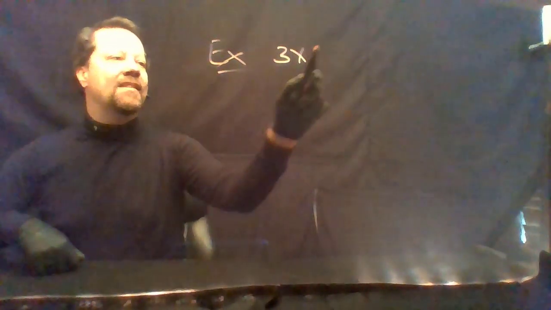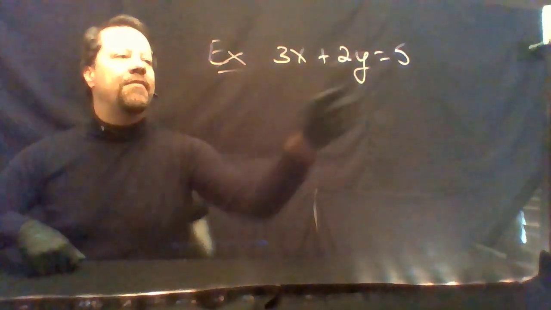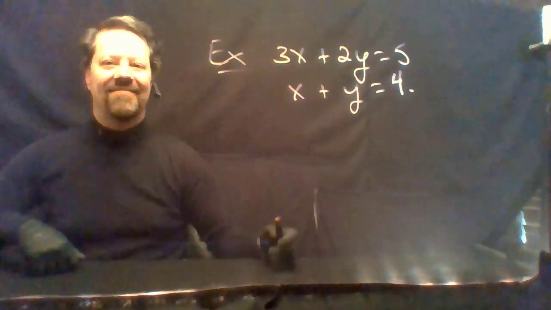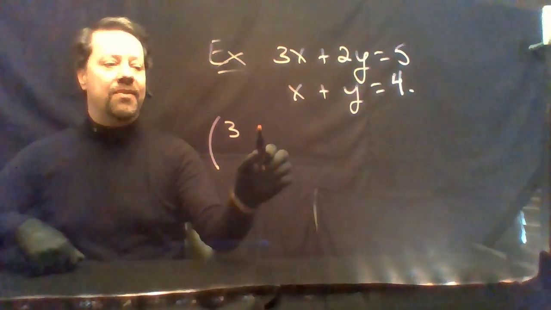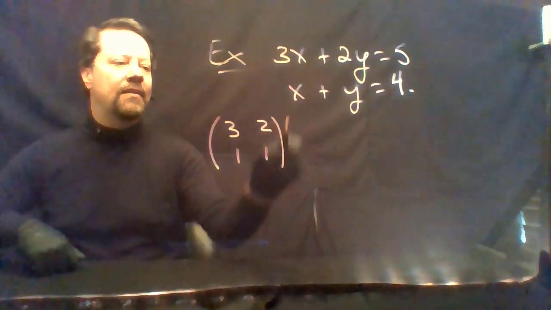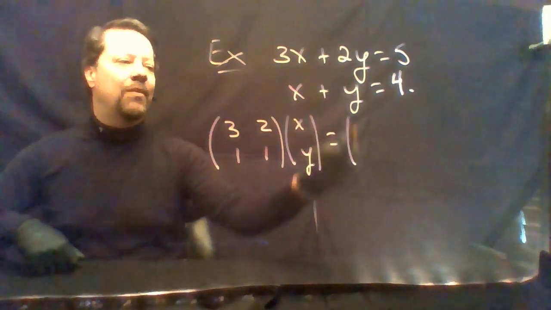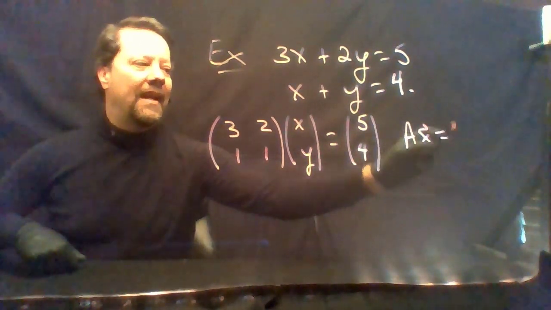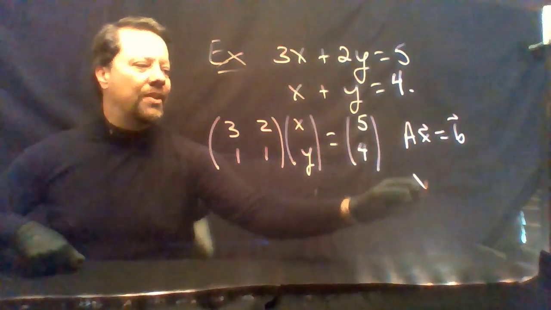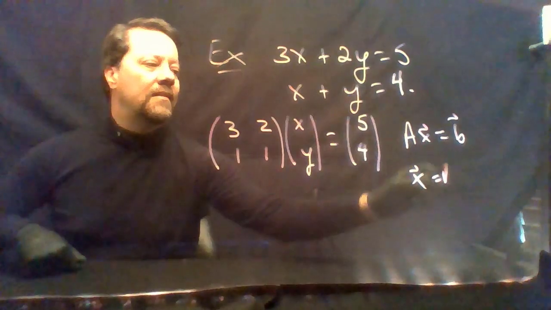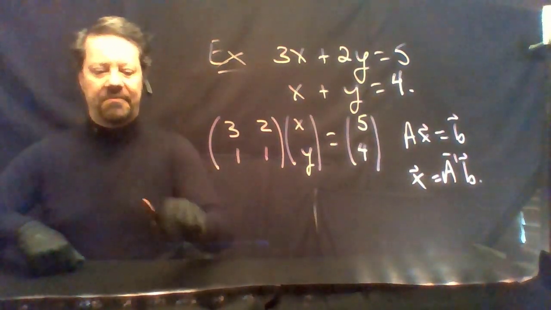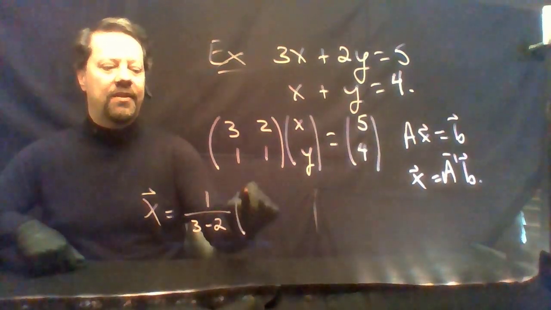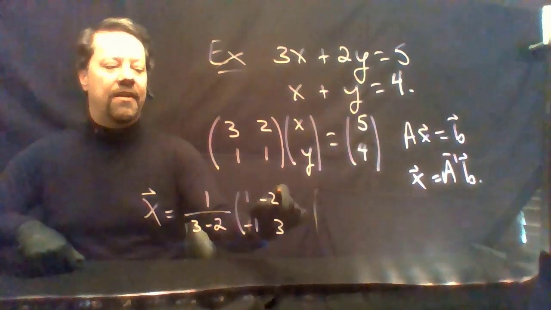Suppose we have 3x plus 2y equals 5 and x plus y equals, let's say, 4. We can rewrite this as a matrix system: the matrix with rows 3, 2 and 1, 1 times the vector x, y equals the vector 5, 4. This is now in the form AX equals B. The solution X, which will be the coordinates x, y, will be A inverse times B. A inverse is 1 over the determinant, times the matrix where we switch the diagonal elements and negate the off-diagonal elements.